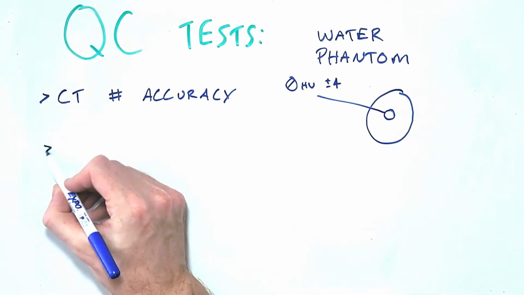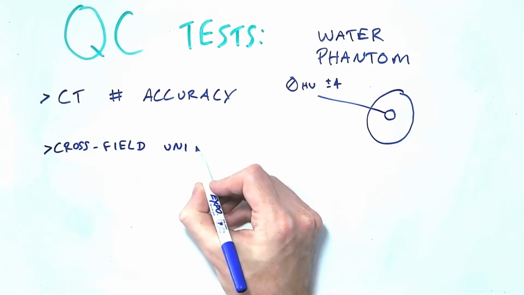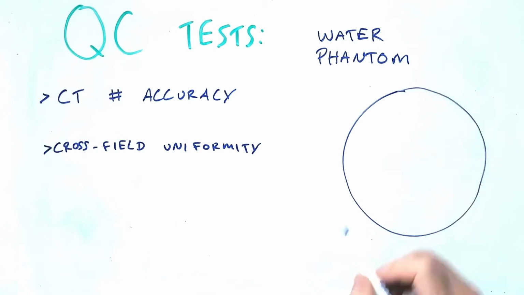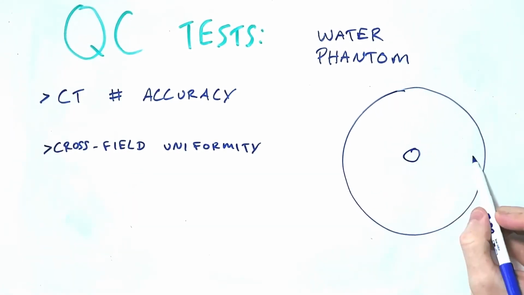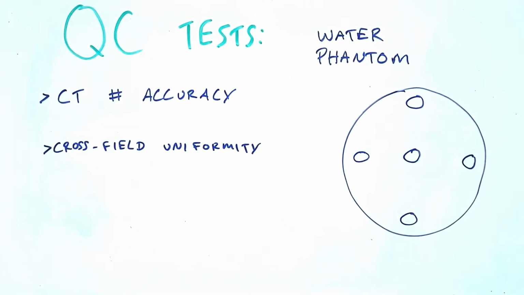When scanning this plain water phantom, we can also assess cross-field uniformity and noise in a CT image. Cross-field uniformity is an assessment of whether the CT number of a homogeneous material like water is measured the same at the center as it is at the periphery of the phantom. And in CT, it's measured by placing one region of interest, or ROI, at the center of the phantom, and then 4 ROIs around the edges of the phantom.